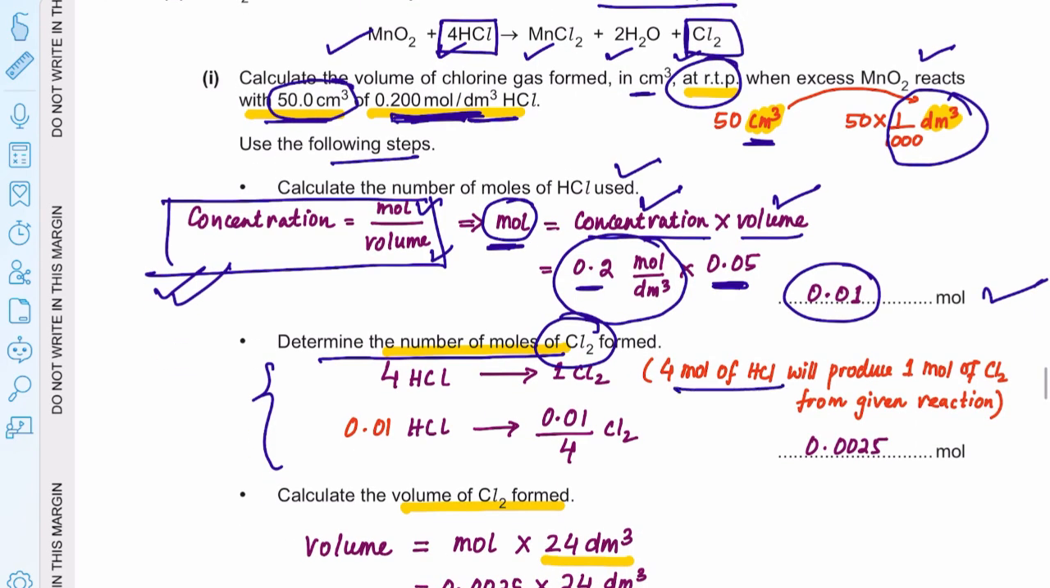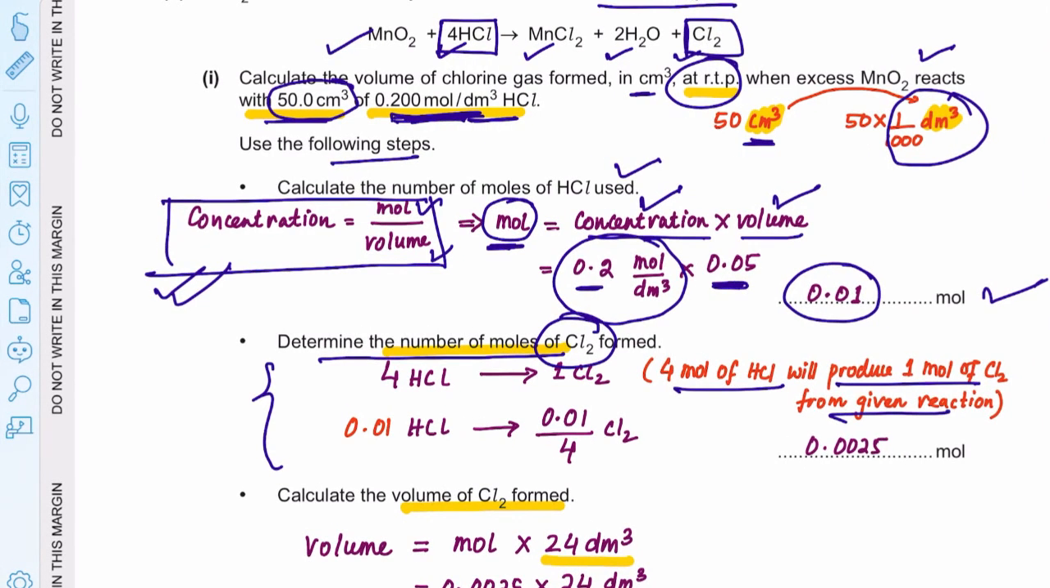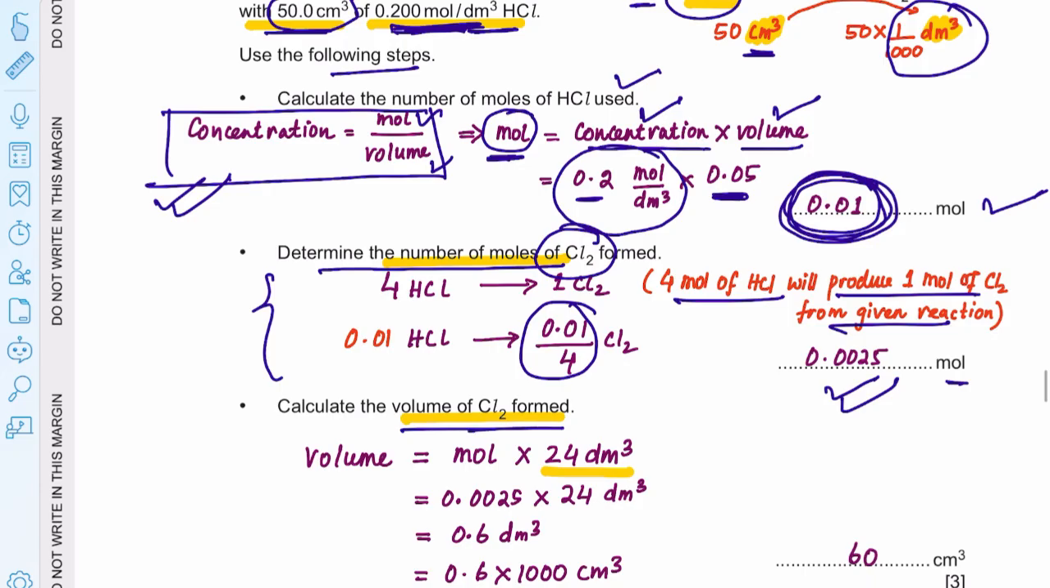4 moles of HCl will produce 1 mole of chlorine. That is from the given reaction I told you. So here I already got 0.01 mole of HCl, which will produce how much chlorine? 0.01 over 4, that will be 0.0025 mole. Do you get it?